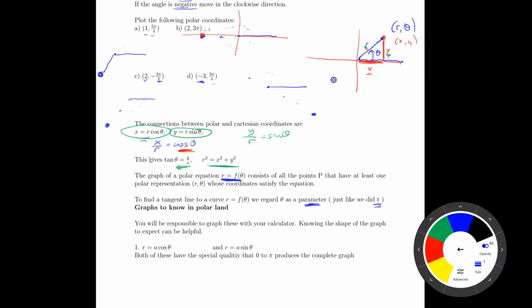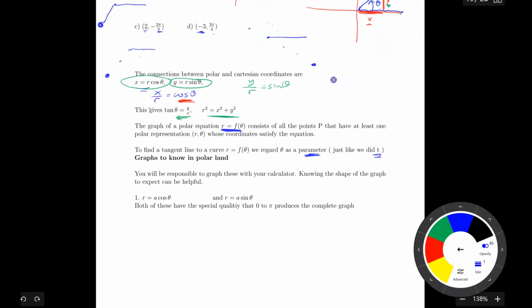x of t, y of t. So let's just get a couple of these graphs down so we can see what we're looking at, because it's going to be helpful for you. And then we'll move into finding slope.